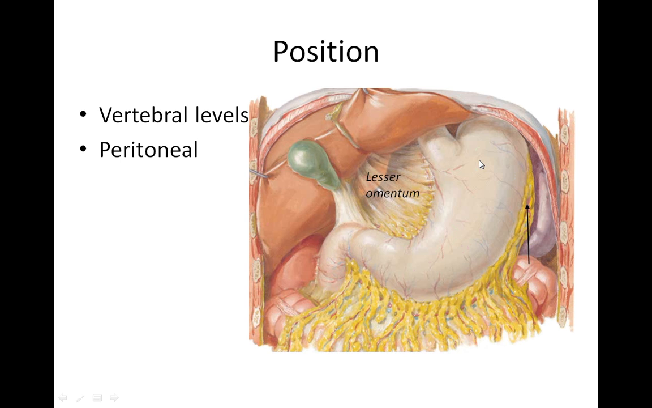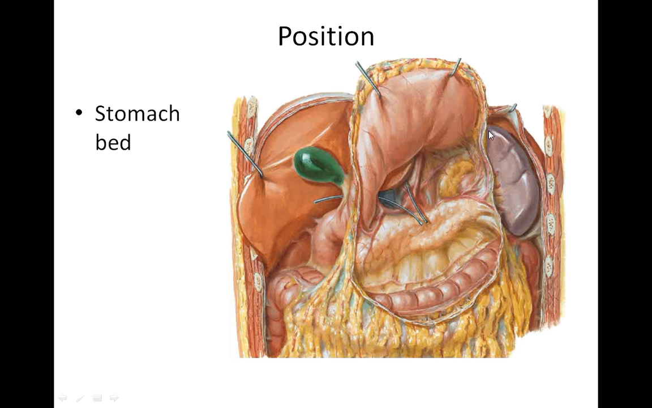The greater curvature has suspended down from it the double fold of peritoneum known as the greater omentum. The upper part of the greater curvature is connected to the hilum of the spleen by the gastrosplenic ligament, and not shown here, the fundus of the stomach is connected to the diaphragm by the gastrophrenic ligament.